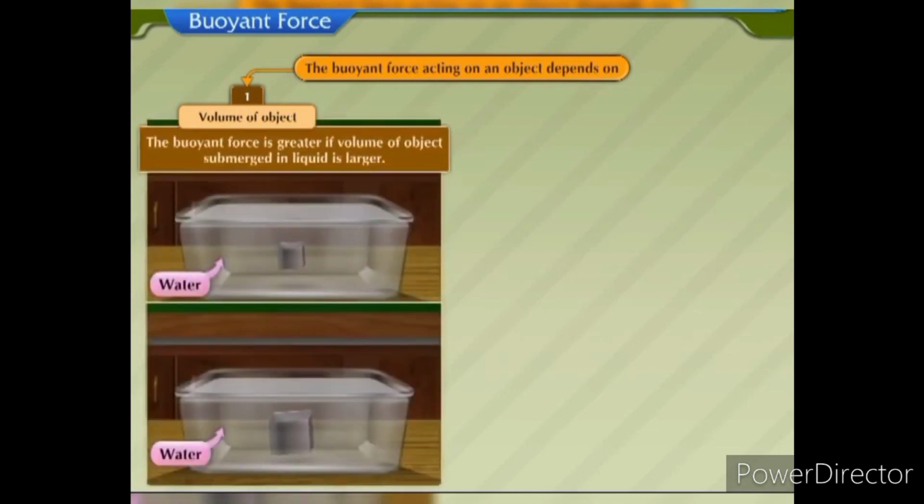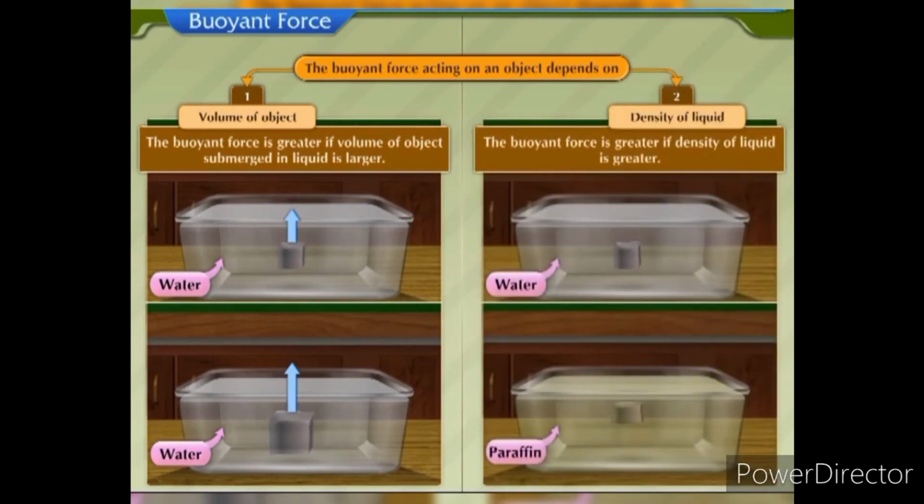The buoyant force acting on an object depends on: 1. Volume of the object. The buoyant force is greater if the volume of the object submerged in the liquid is larger. 2. Density of the liquid. The buoyant force is greater if the density of the liquid is greater.